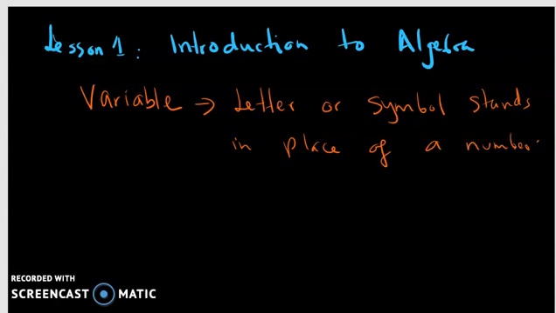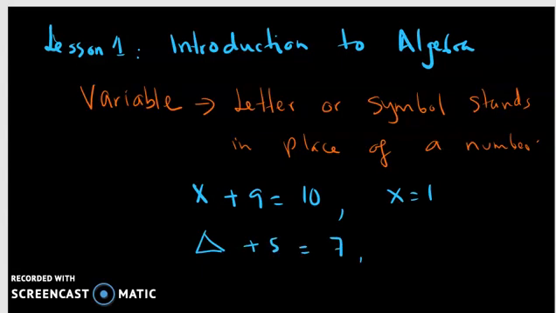For example, we can say x plus 9 is equal to 10. So x here, the letter, is equal to 1 because 1 plus 9 will give us 10. Instead of using a letter, we can use a symbol, as we can use a triangle as a symbol. So triangle plus 5 is equal to 7. So yes, you guessed it right. Our symbol is equal to 2.